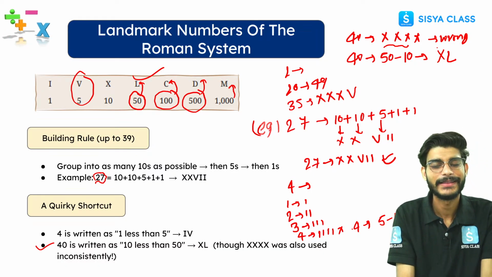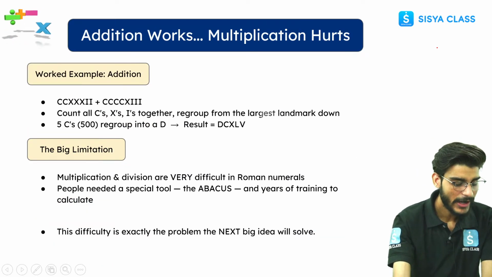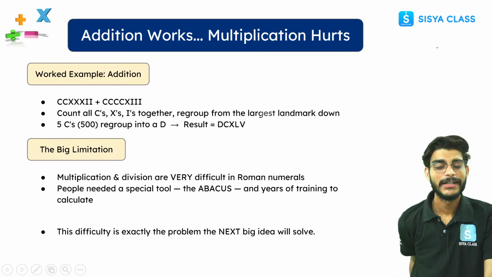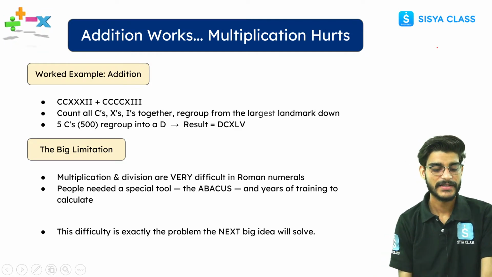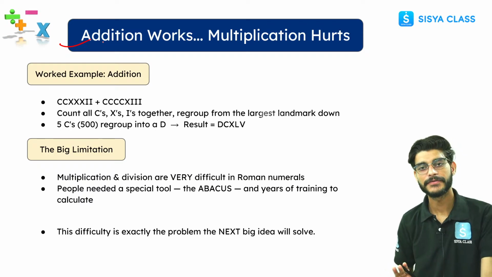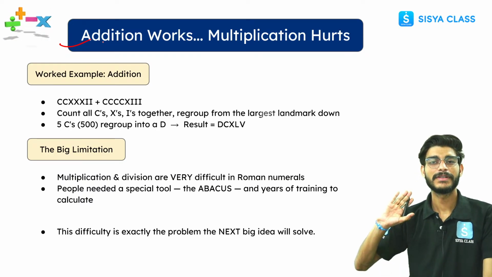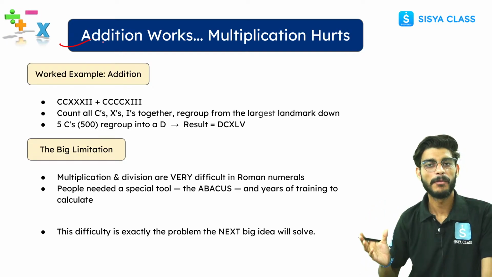Roman number system, I think most of you are familiar with this. Clear? Now let's see how addition works in the Roman number system. Addition works, but multiplication hurts. Very interesting topic. You can add the numbers, that is fine, but what about multiplication? What about division? It will become complicated.